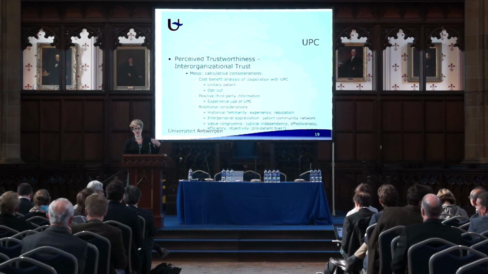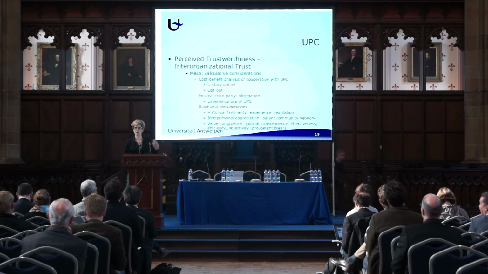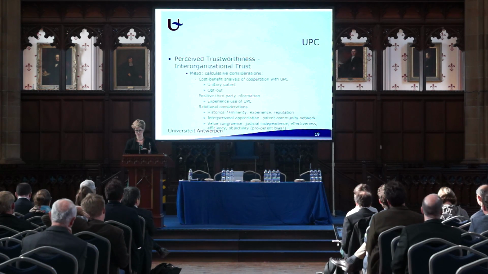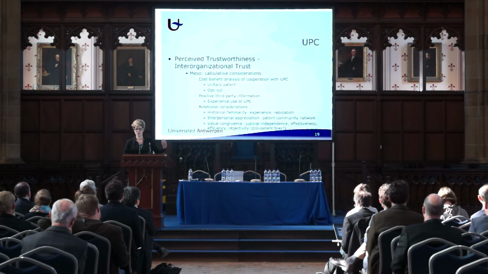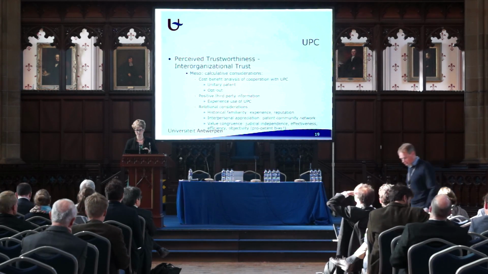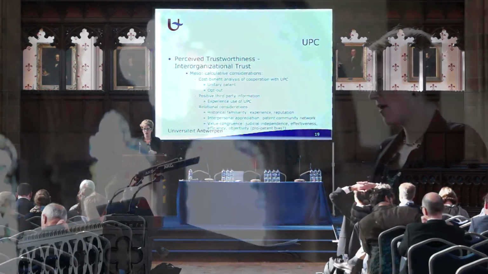Then, in terms of these calculative considerations, the cost-benefit analysis, in terms of the opt-out, how many people will actually start using that opt-out mechanism, again, will affect the trust in the system. These third-party information, experience with use of the UPC, relational considerations. So the fact that this UK patent attorney is part of the patent community, just like this prominent UK patent judge, there's a kind of interpersonal appreciation that will be taken into consideration. Also values such as judicial independence, effectiveness, efficiency will affect trust as well.